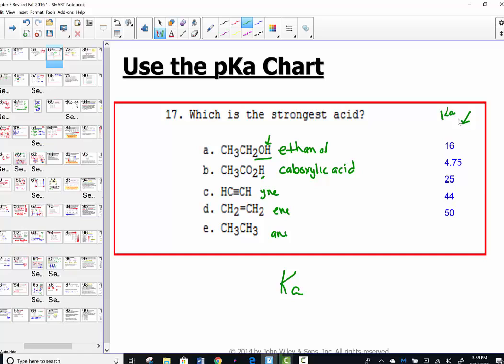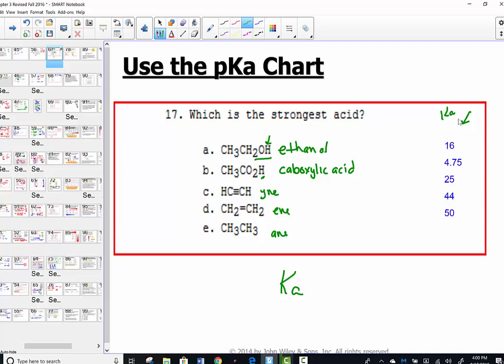Carboxylic acid. Well, that's kind of a hint as soon as I say the word acid, which one's the strongest acid. Carboxylic acid, COOH. Cool. Find that number, 4.75. Put your finger on it. Do you see how it looks in your table 3.1? Ethyne, HC triple bond CH. It has a number of 25. Find it on your chart and verify. You can read this. The ene ending is 44 and the ane ending is 50.